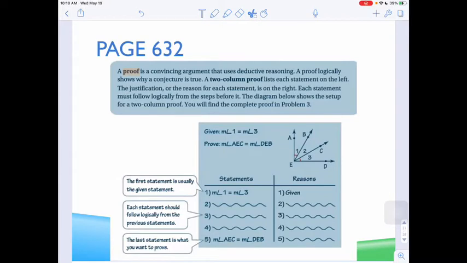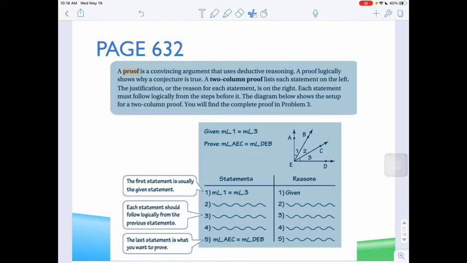Section 10.6, Example 3 on page 632. A proof is a convincing argument that uses deductive reasoning. A proof logically shows why a conjecture is true. A two-column proof lists each statement on the left. The justification or reason for each statement is on the right.